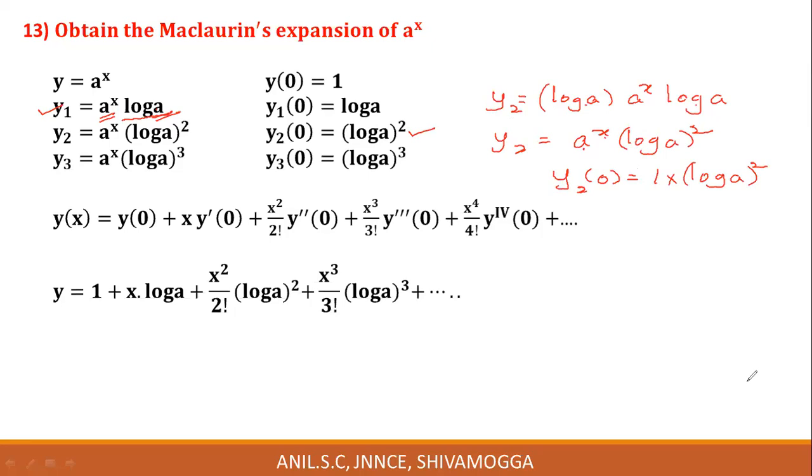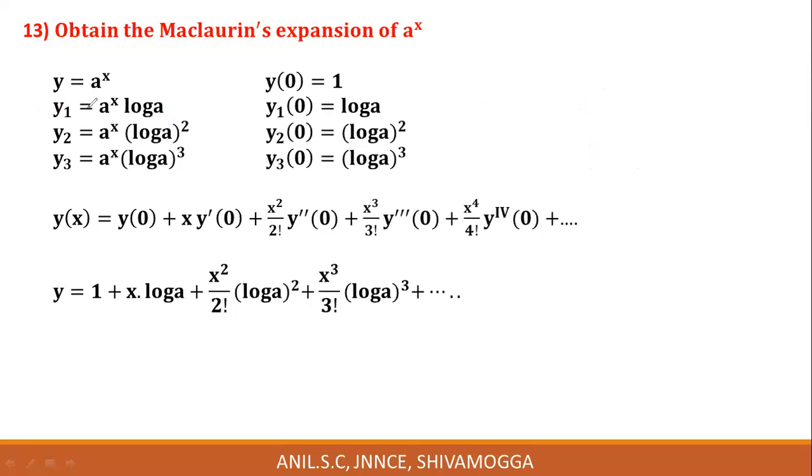Now we differentiate y2 again with respect to x. Derivative of y2 is y3 is equal to, here log A whole square is a constant, keep it as it is, into derivative of a power x, which is a power x into log A. Therefore, this is equal to a power x into log A whole square into log A, which is log A whole cube.